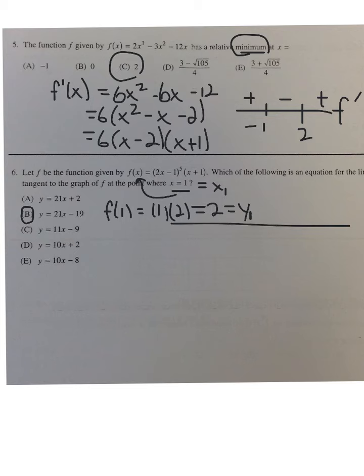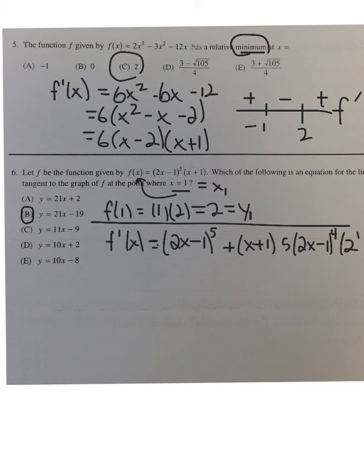Okay, so really now all we need is our slope, and then we can write the equation of the tangent line, which would require us to take the derivative. So I'm going to do product rule. I'm going to keep the first one, which is 2x minus 1, that quantity raised to the first, times the derivative of that second set of parentheses, which is really just a 1. I'm not going to write it. Then we have plus, and then we're going to write the second term times the derivative of the first, which is 5 times 2x minus 1, that quantity to the fourth, and then multiply by the derivative of the inside, which is 2.